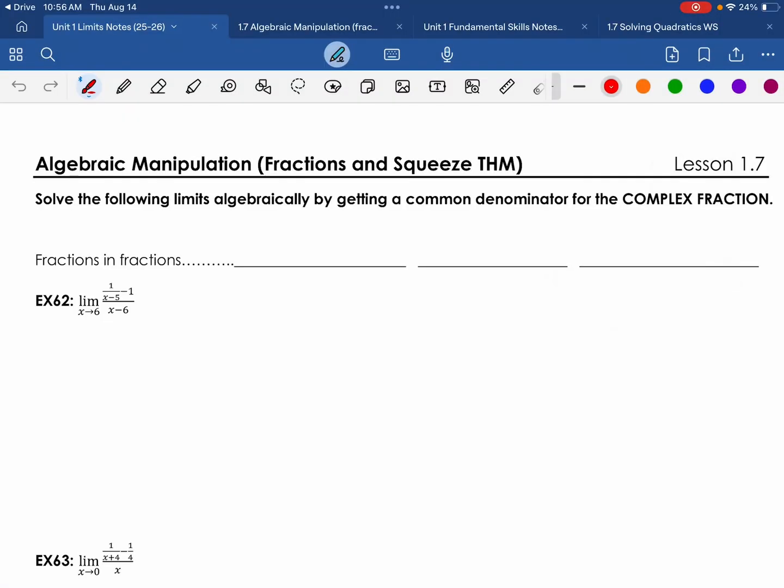All right, so today we're going to be doing algebraic manipulation. We're going to do fractions and squeeze theorem. So squeeze theorem has to do with the trig. Fractions obviously are going to look like these first couple examples where you have fractions and fractions. So the big key thing today is to remember how to keep, change, flip.